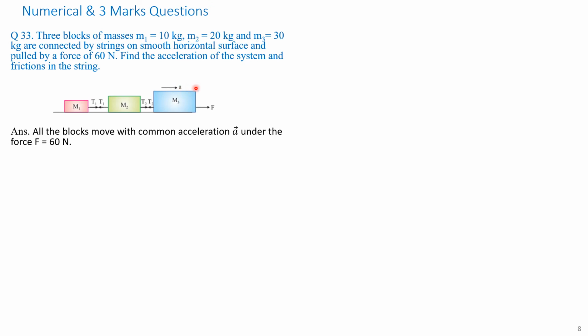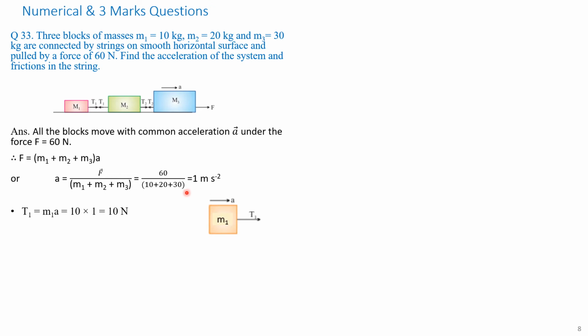A is the acceleration, which is on the right side and in the direction of the force. So, answer. All the blocks move with a common acceleration A under the force F is equal to 60 newtons, which is given in the question. We know F is equal to M into A. Therefore, F is equal to (M1 plus M2 plus M3) into A. Therefore, A is equal to F divided by (M1 plus M2 plus M3). That is 60 divided by (10 kg plus 20 kg plus 30 kg), so it is 60 by 60. Therefore, A is 1 meter per second squared.